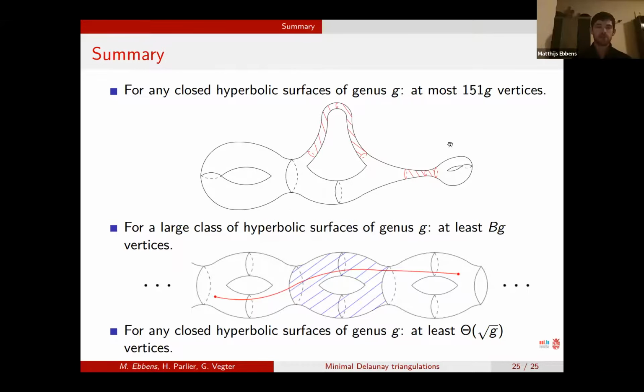So to summarize, we've looked at the number of vertices of distance Delaunay triangulations of hyperbolic surfaces. We have shown that you need at most 151 times G vertices. For some families of surfaces, BG vertices are needed. But there are also some surfaces for which square root of G vertices are sufficient.